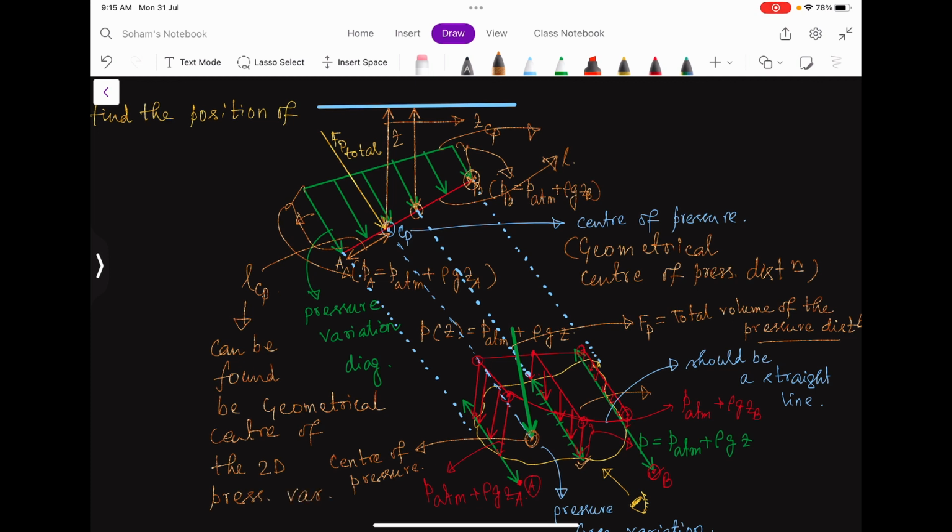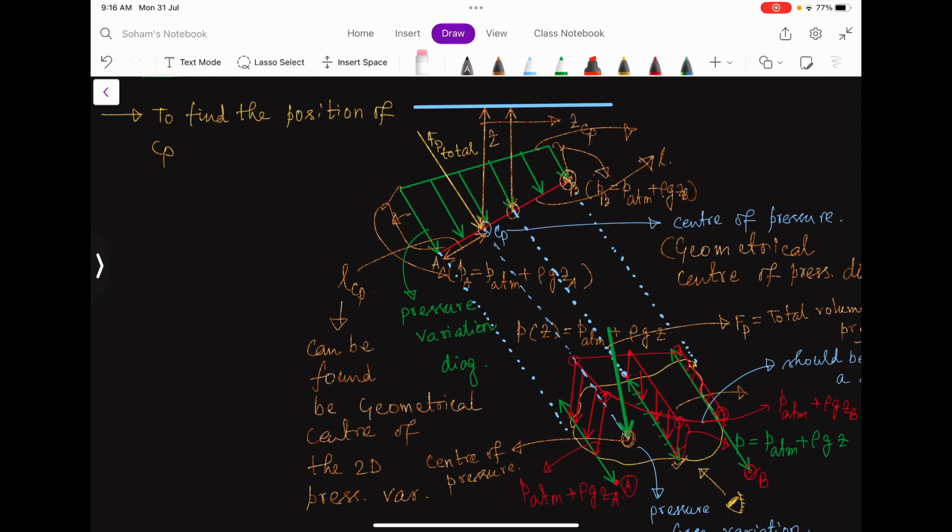So for example, if this was a triangle of the same base length, then LCP should be 1 by 3 of L. So this was the direct answer, right? And once you can find this LCP, you can easily find the Z, provided that the angle of inclination of the plate with the horizontal or vertical is given, right? All this by geometry.